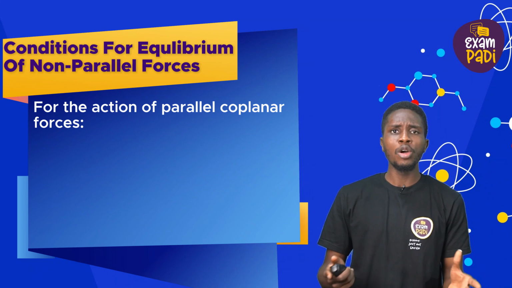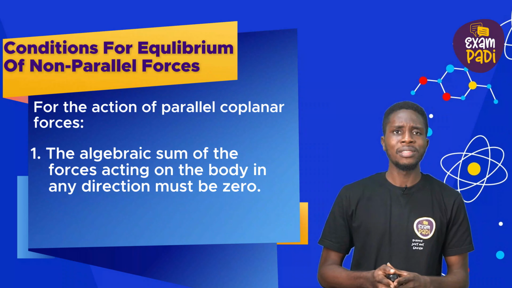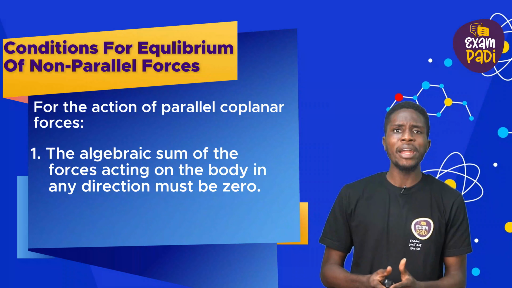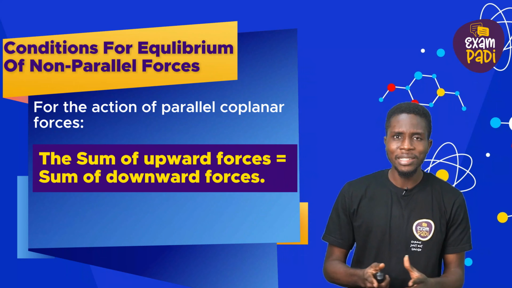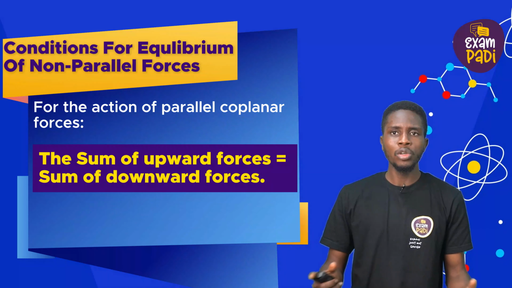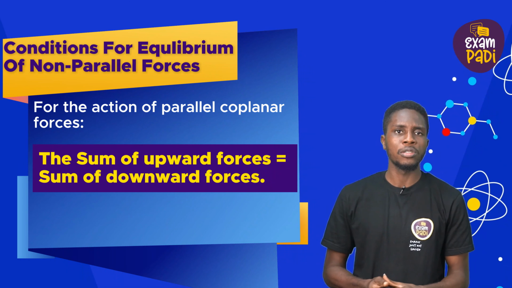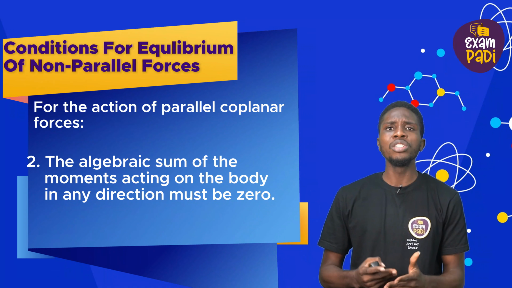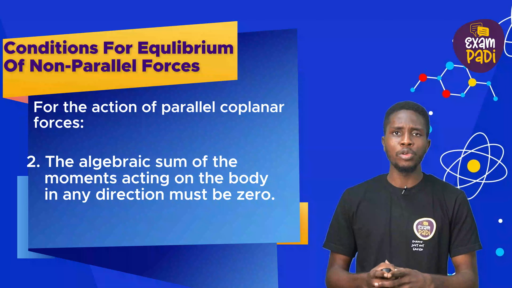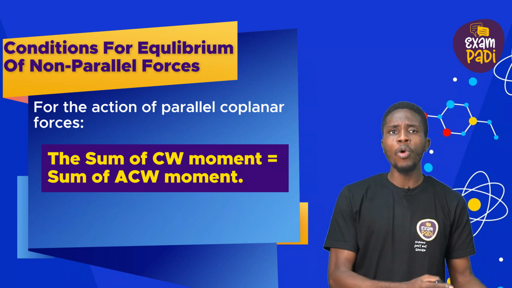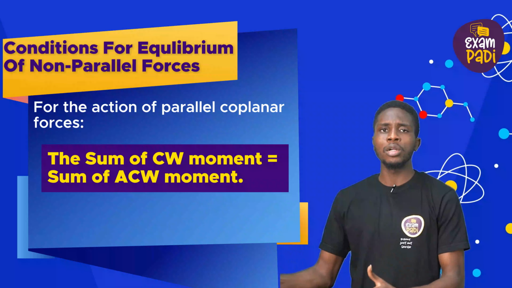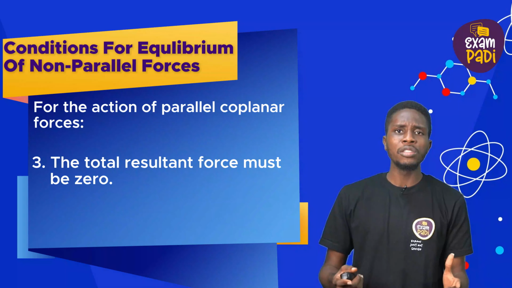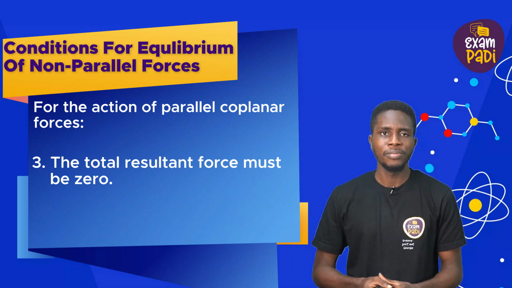For the action of parallel coplanar forces: 1. The algebraic sum of the forces acting on the body in any direction must be 0. That is, the sum of upward forces equals the sum of downward forces. 2. The algebraic sum of the moments acting on the body must be 0. That is, the sum of clockwise moments equals the sum of anticlockwise moments. 3. The total resultant force must be 0.